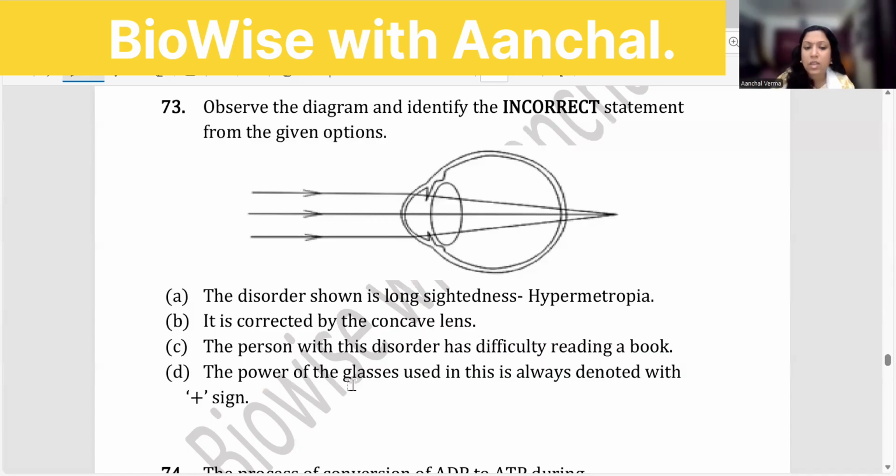That is correct. The power of the glass is positive. That is also correct. The disorder is hypermetropia. That is also correct. It is corrected by concave lens. No, it is corrected by convex lens. Okay. See the diagram. How the diagram has to be drawn.